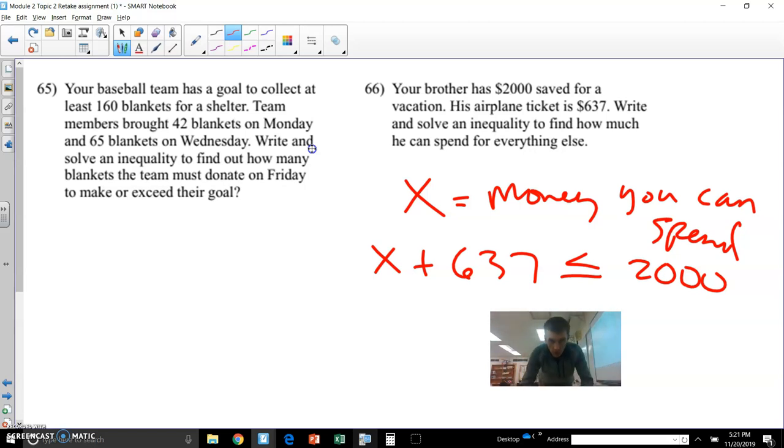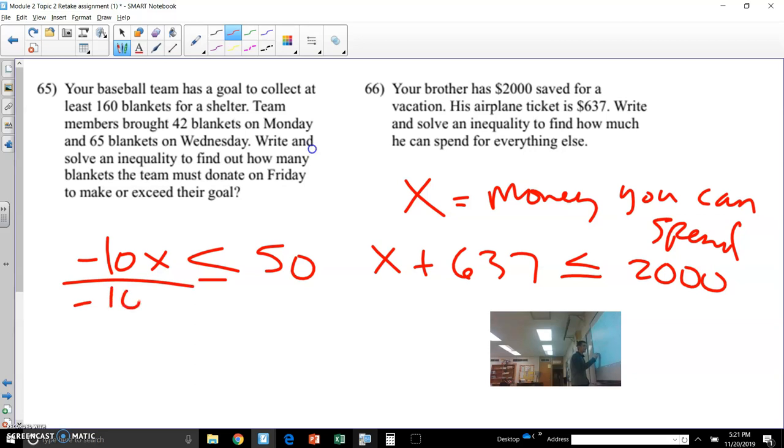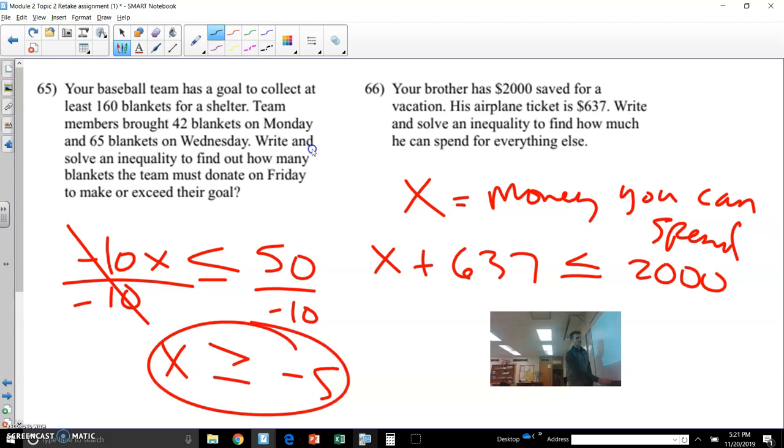Hopefully this was helpful for inequalities. Just remember that rule, dividing by a negative flips the sign. Do one more problem real quick. Anytime you have an inequality and you divide by a negative, make sure that that sign changes directions.